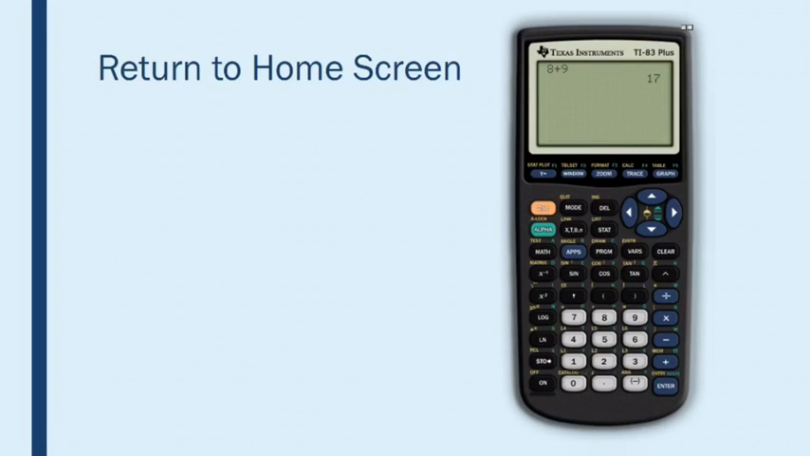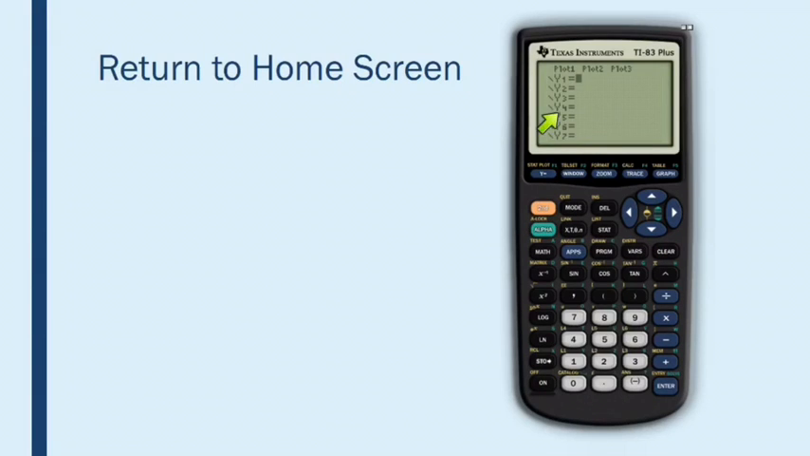Now one of these days it's bound to happen that you accidentally hit a button and you get into a menu that you can't get out of. Let's suppose you accidentally hit this Y equals button and you get into this screen where you can enter a function to be graphed. Well, if you hit the clear button, that doesn't really do anything. So you can't get out of this menu by pressing clear.